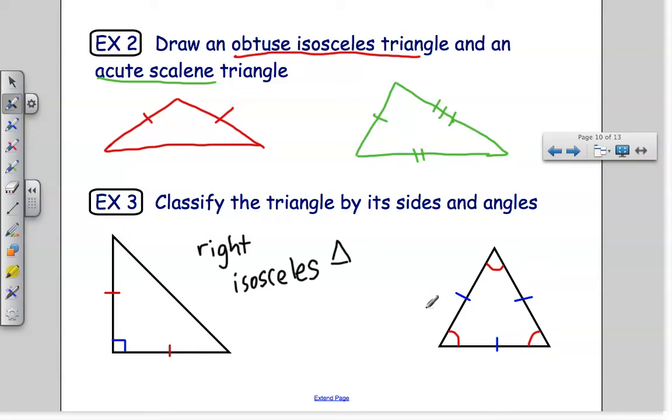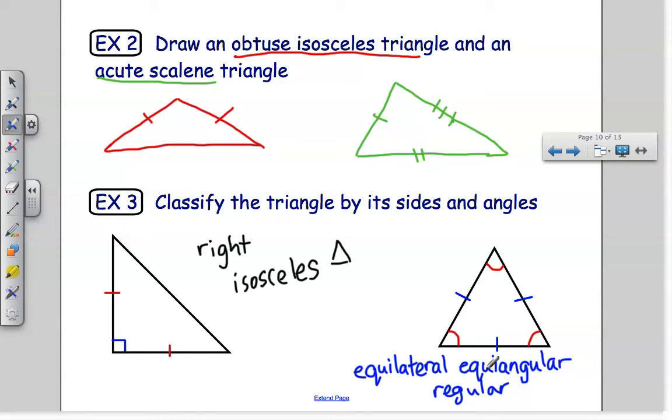And what about this guy here? By sides and angles, well, all of the sides are marked congruent, making it equilateral. All of the angles are marked congruent, making it equiangular. And I mentioned before that if it is equilateral and equiangular, it is regular. And you should also remember, what does that make the angle measures? If all the angles are the same, if it's equilateral, equiangular, or regular, the angles have to be 60 degrees because 60 times 3 is 180. So classifying triangles as well.